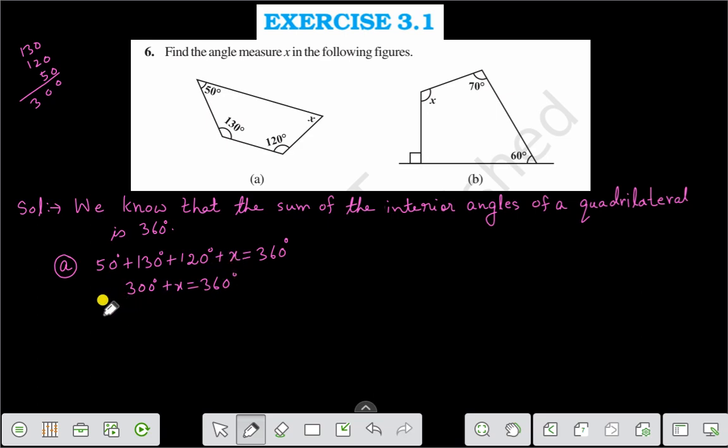Or you can write x is equal to 360 degrees minus 300. Therefore we are getting x is equal to 60 degrees. Therefore we are getting the value of x as 60 degrees.